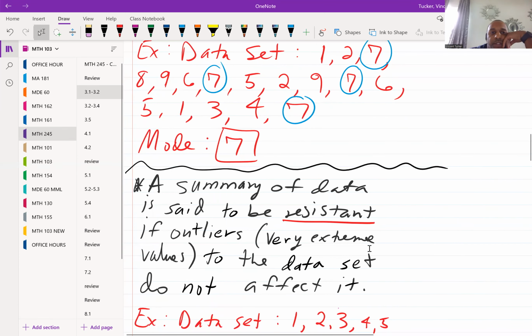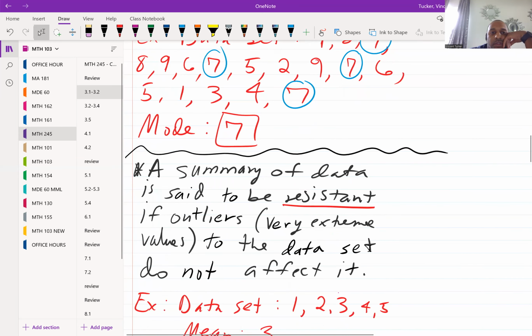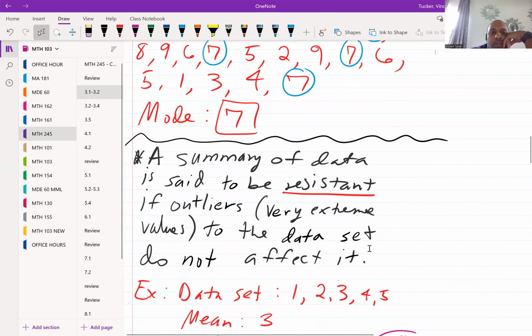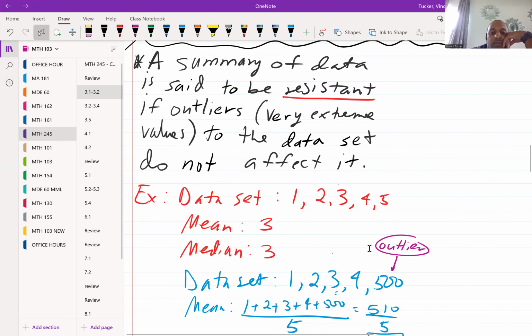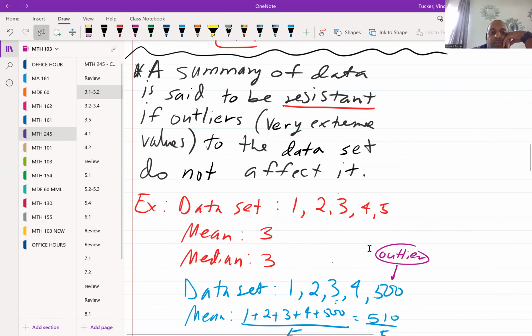Anybody holding on to the red up here? All right. Get a chance to write that down before I go into the example.